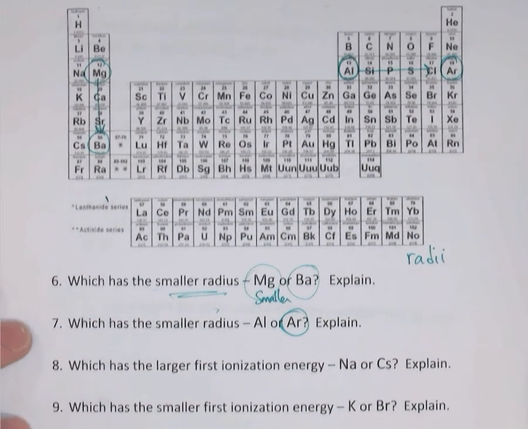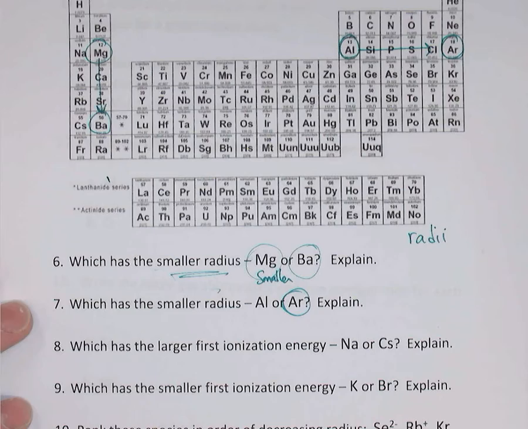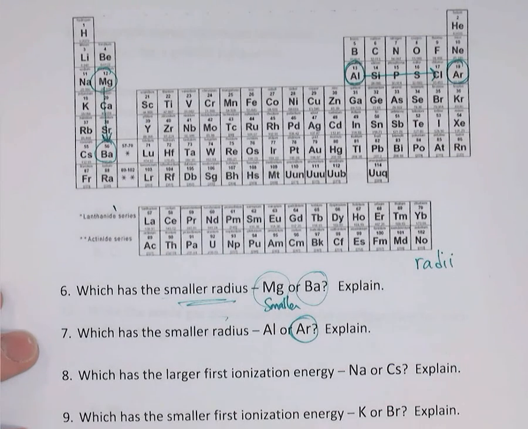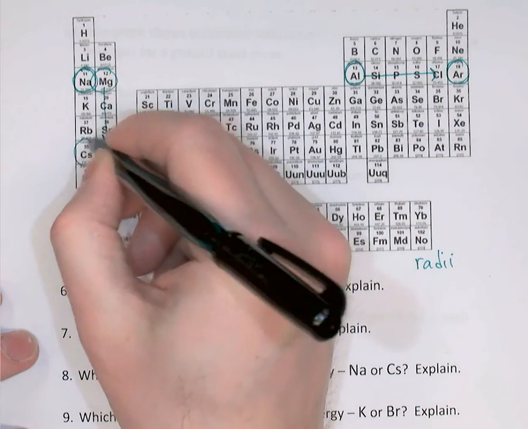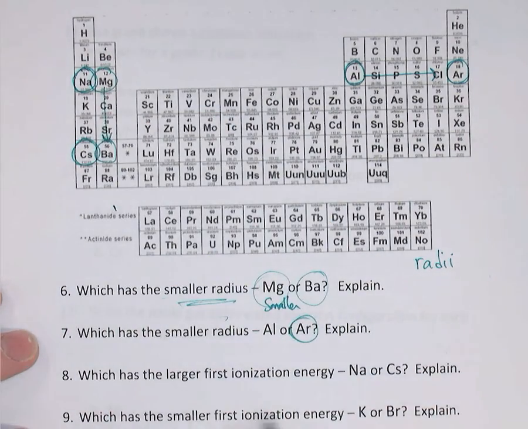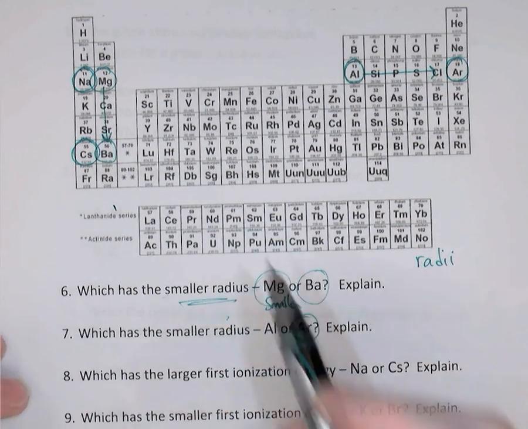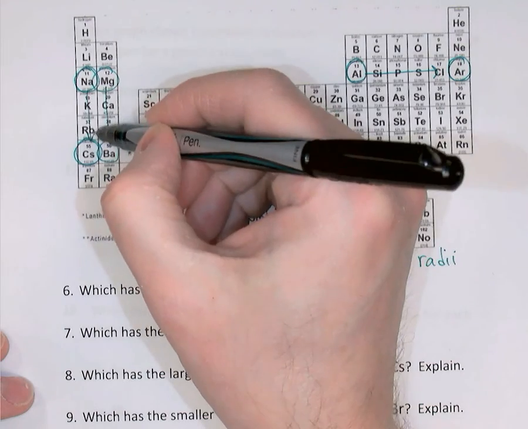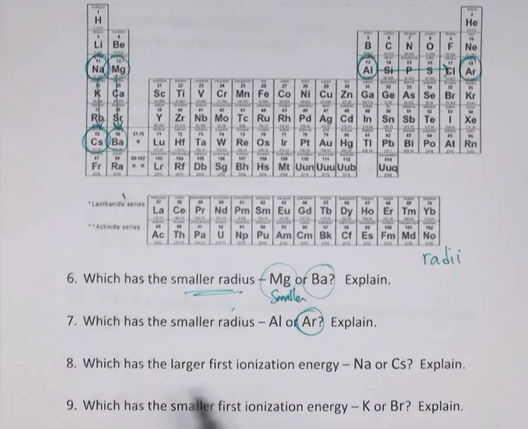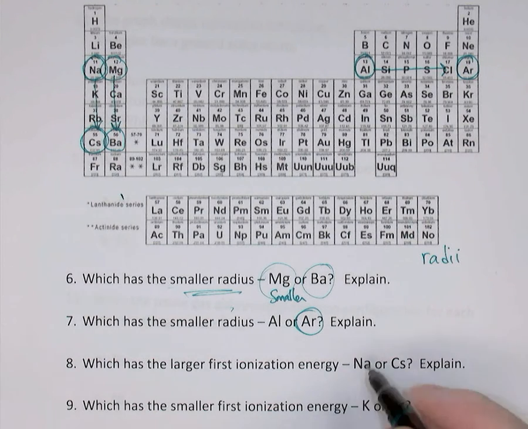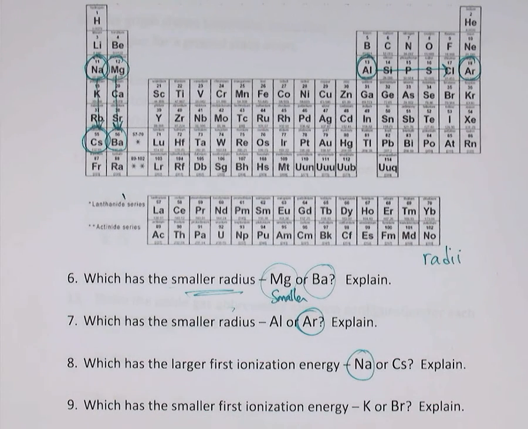The first ionization energies, sodium or cesium, which is larger this time? So sodium is here, and cesium is here. Now the trend in first ionization energy is the opposite of atomic radius. When you go down the family, the first ionization energies get smaller. So the larger first ionization energy would be sodium between those two.